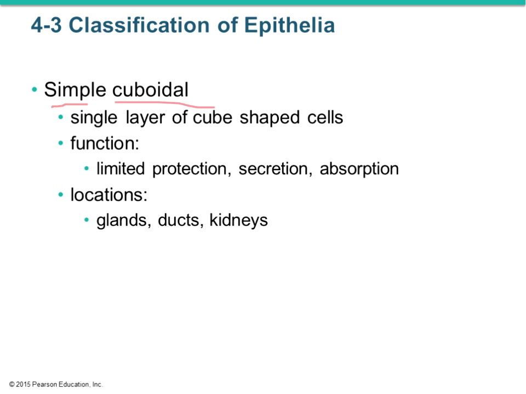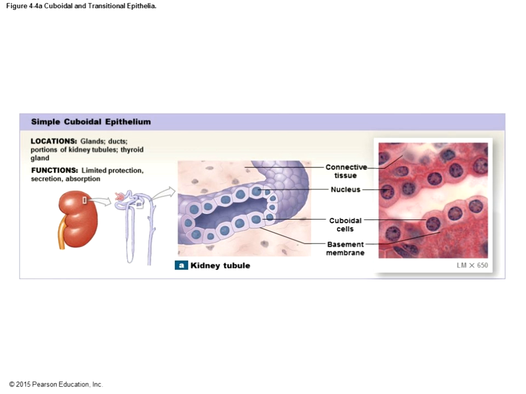After that, we can look at simple cuboidal, right? Simple, one layer of cube-shaped cells. Since it's just one layer, probably not going to provide a ton of protection, but nice for secretion and absorption. So oftentimes, simple cuboidal cells are found in glandular structures, ductal passageways, kidneys, those types of locations. It's cube-shaped cells, one layer, providing secretion and absorption primarily in terms of the function.